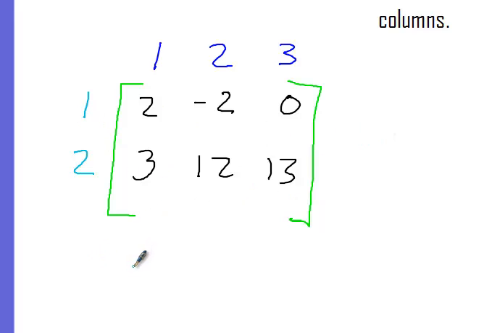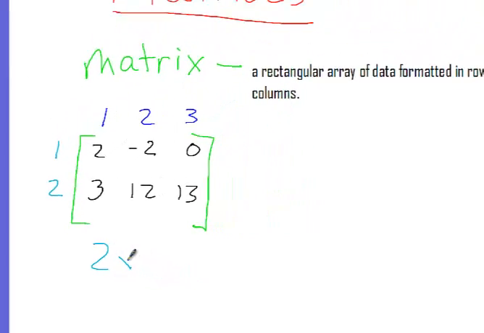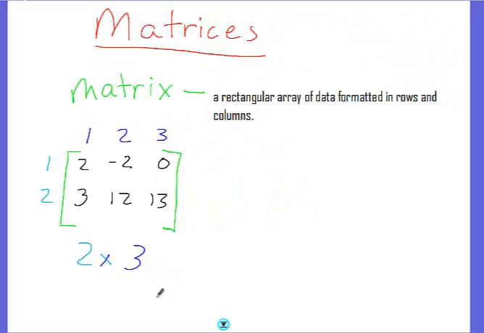The way we write the dimensions of a matrix is the number of rows, so we have 2 rows, by the number of columns. So this matrix is a 2 by 3 matrix because it has 2 rows and 3 columns. Hopefully that's pretty easy, pretty self-explanatory.